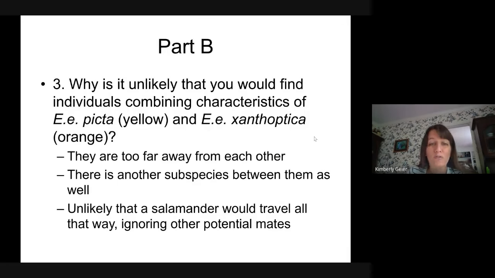They are too far away from each other, and there's another subspecies between them as well, so it's super unlikely that a salamander would travel all that way and ignore other potential mates. So we're not going to end up with a hybrid between that yellow population and the orange population.